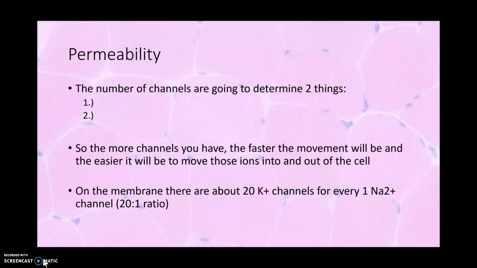On the cell membrane itself, there are about 20 potassium channels for every one sodium channel. So it's about a 20-to-1 ratio.